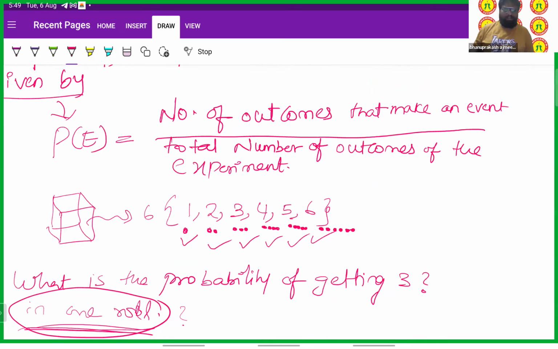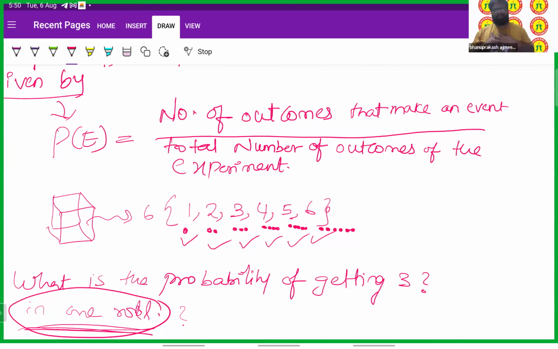Yes, Gautam Krishna, what is your doubt? Sir, my doubt is also clarified. So probability means you are checking the chance of getting what you are aspiring for. Probability means the number of outcomes that make an event, divided by the total number of outcomes of the experiment.